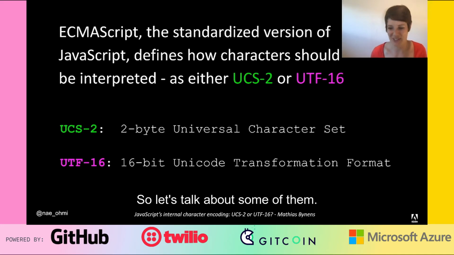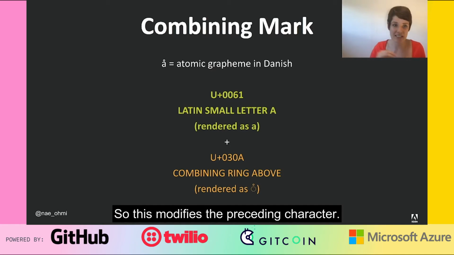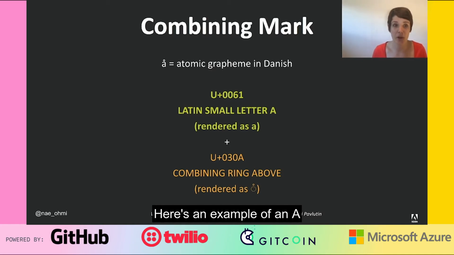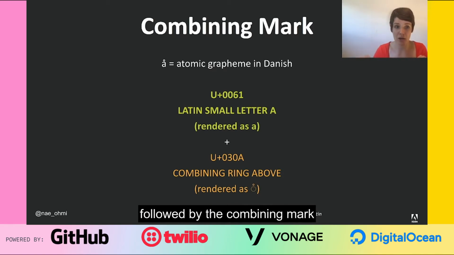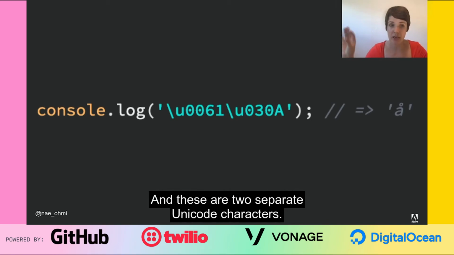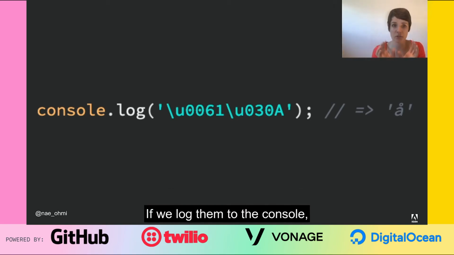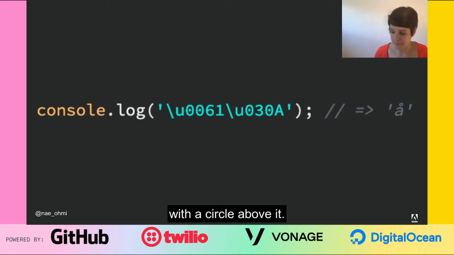So let's talk about some of them. First, we have the combining mark. So this modifies the preceding character. Here's an example of an A with a little circle over it in Danish, where we can see we use the Unicode character for A, followed by the combining mark with the ring above as the circle. And these are 2 separate Unicode characters. If we log them to the console, we can see that combined, they return A with a circle above it.